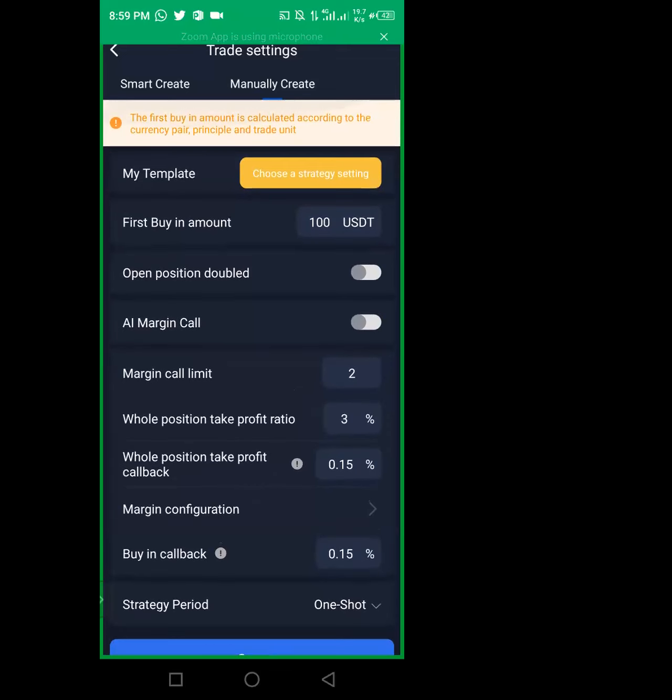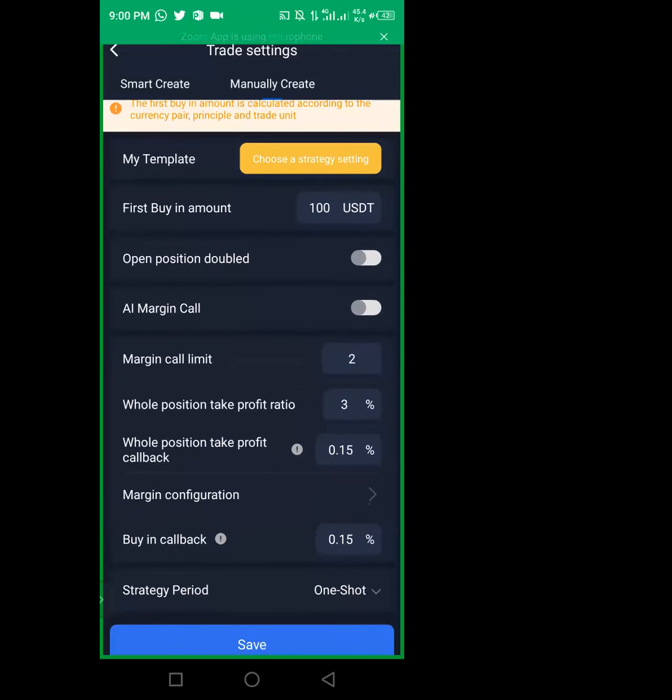Okay. The margin call limits here is the points. I will still explain margin when we get to margin configuration. Margin call limit is how many points you want to create when the coin starts dropping. How many points you want to create.